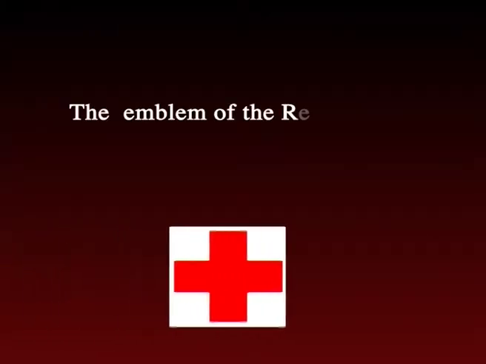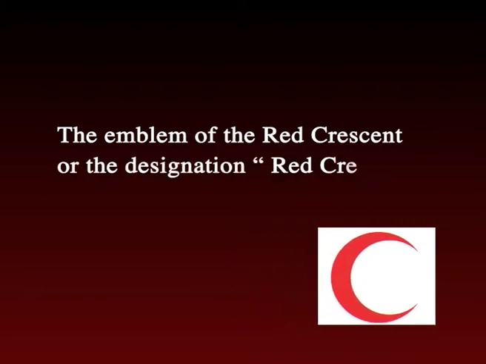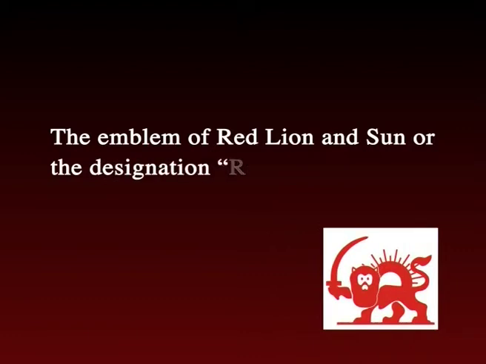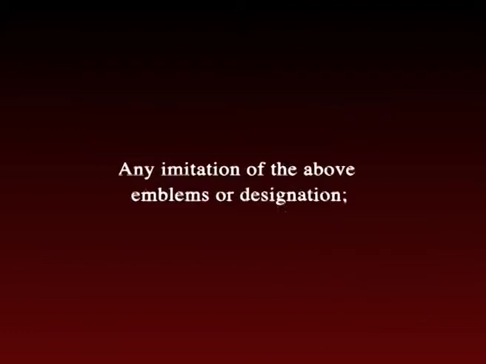Chapter 4 seeks to prevent the abuse of the Red Cross and other emblems by prohibiting their use by any person without the approval of the central government. Specifically, Section 12 prohibits the use of the following emblems and designations by any person for any purpose whatsoever without the approval of the central government. Number 1, the emblem of the Red Cross or the designation Red Cross or Geneva Cross. Next, the emblem of the Red Crescent or the designation Red Crescent. Next, the emblem of Red Lion and Sun or the designation Red Lion and Sun. Next, the heraldic emblem of the Swiss Confederation. Next, any imitation of the above emblems or designations.